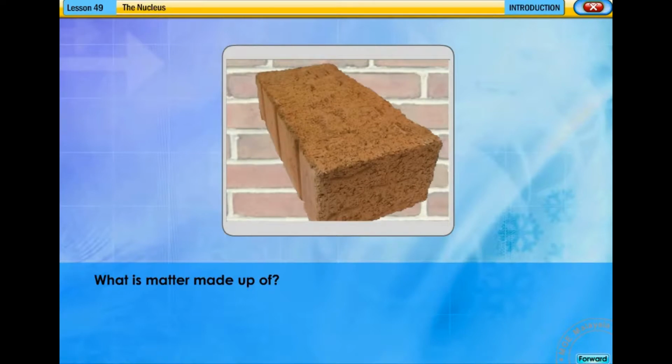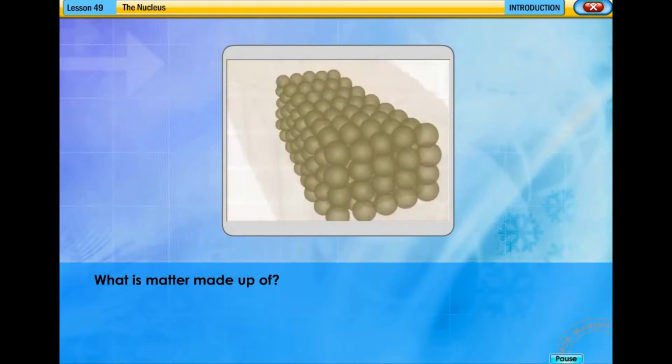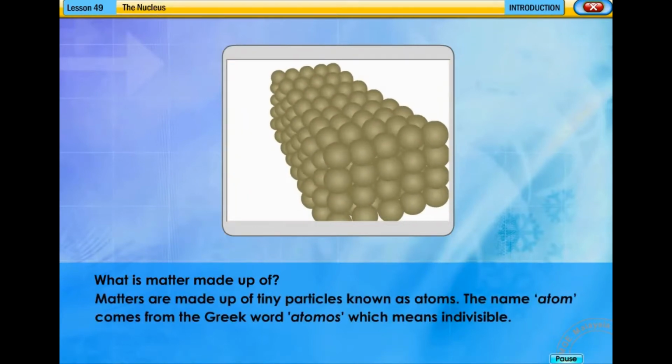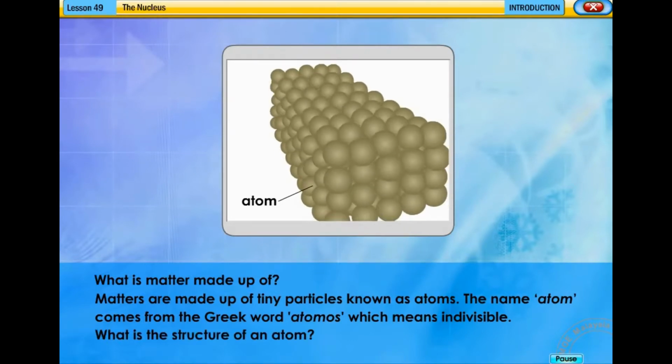What is matter made up of? Matter is made up of tiny particles known as atoms. The name atom comes from the Greek word atomos, which means indivisible. What is the structure of an atom?